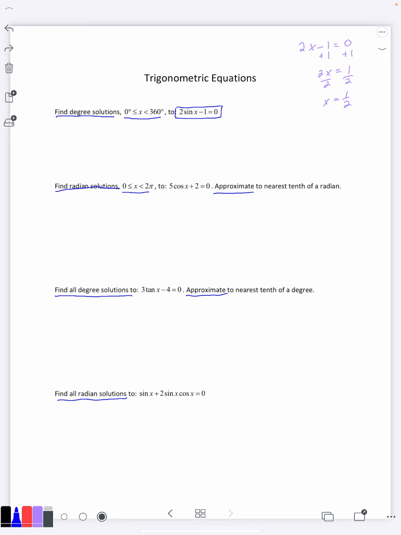So for this trig equation, 2 sine x minus 1 equals 0, we start by adding 1 to both sides, just like the algebra equation. That would then be 2 sine x is equal to 1.